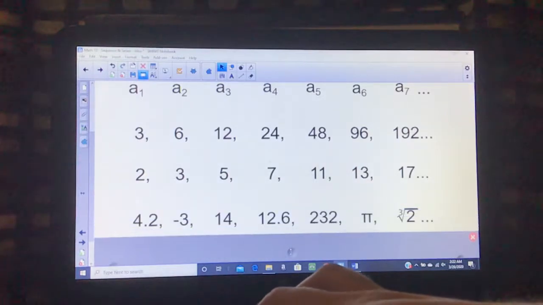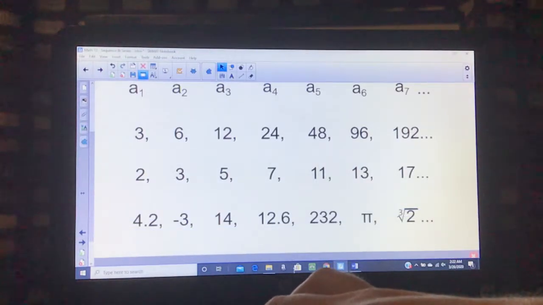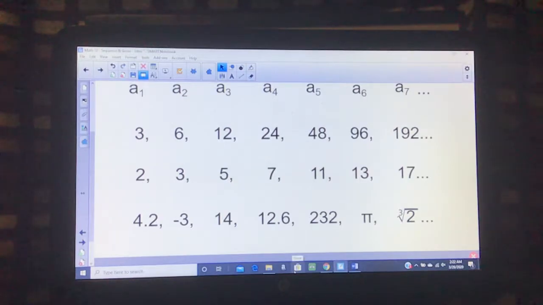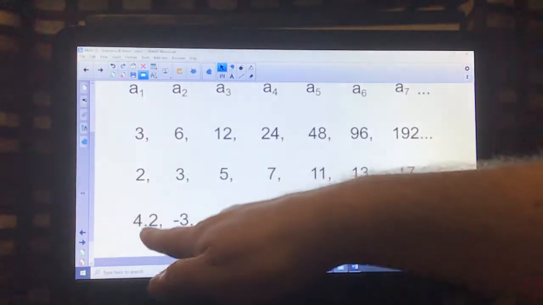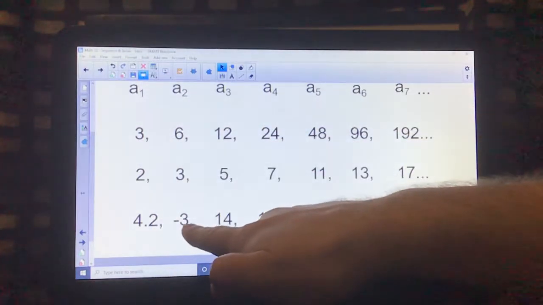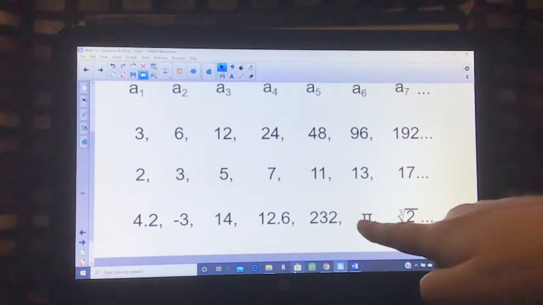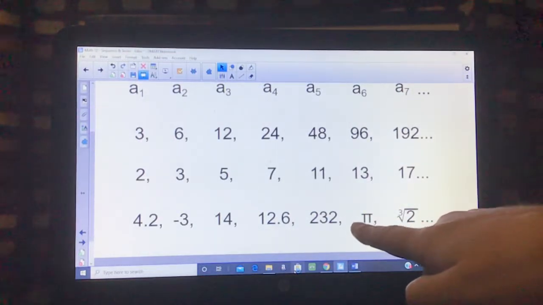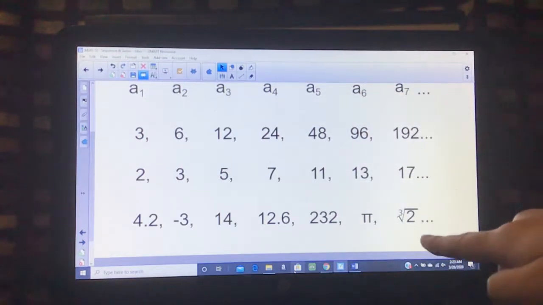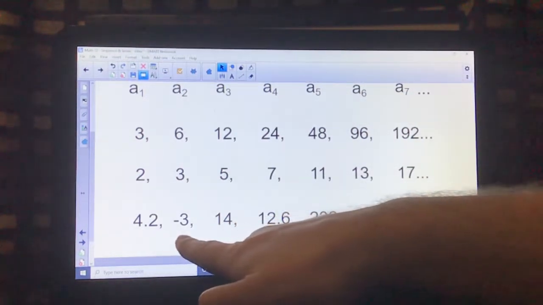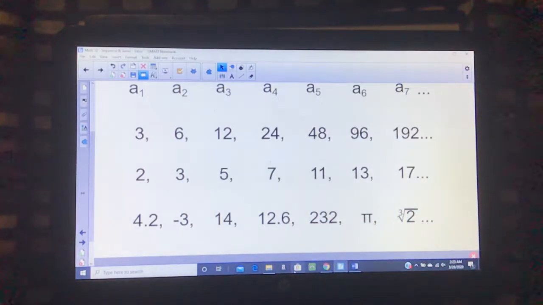And unfortunately, some sequences, you can make any sequence you want. They don't have to have some kind of pattern, or the pattern may be very difficult to pick up on. So this last sequence, I'm just showing crazy numbers that I just randomly picked out of my head. So here the first member is 4.2. The second member is then -3. The third member is 14. Then it's 12.6. Then it's a big number. Then it's weird numbers. Then pi. Pi is a number, right? Pi is the sixth member. The seventh member is cube root of 2. Now this one doesn't necessarily have any kind of pattern you can pick up on.